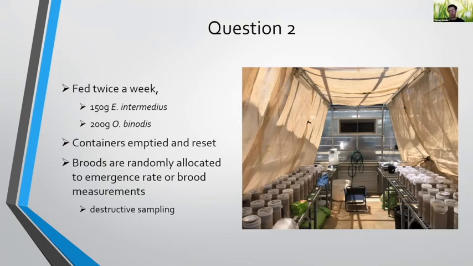So these beetles were fed twice a week, 150 grams for Euoniticellus and 200 grams for binotus. The only reason for that was the binotus actually consumed 150 grams very easily in the preliminary trials. And then once again, they were fed twice a week. Containers emptied and reset, and broods were allocated.